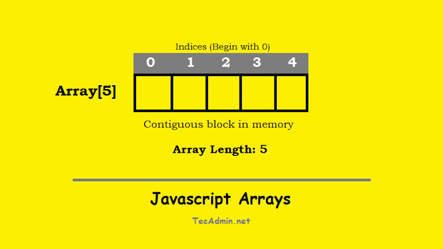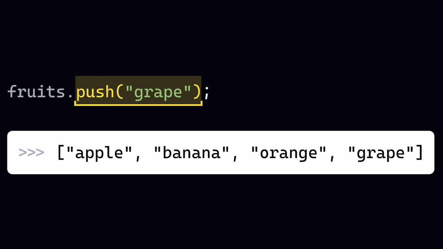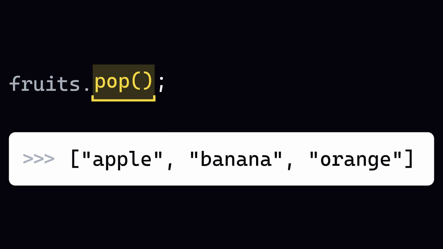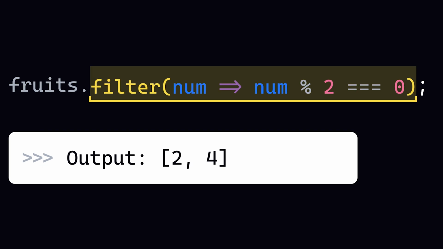Arrays are like super-organized lists in JavaScript. They can hold multiple items and come with awesome methods. Some key methods include push to add items, pop to remove the last item, map to transform all items, and filter to create a new array based on conditions.